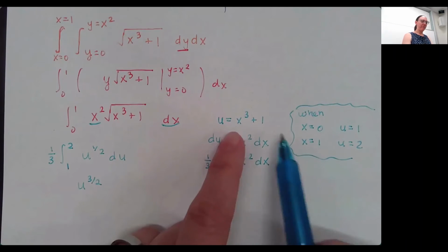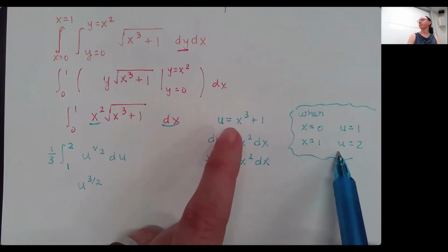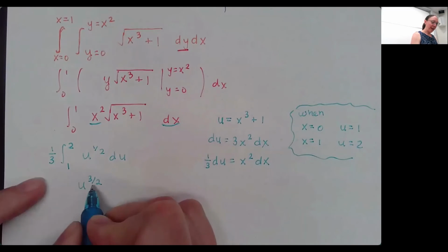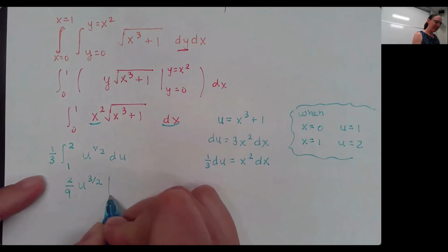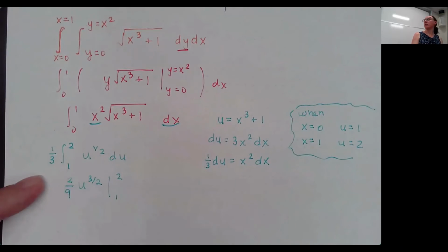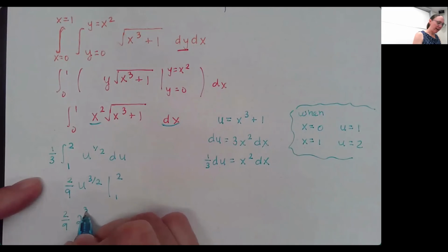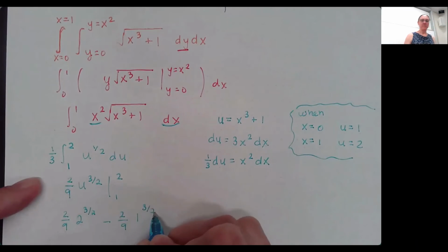So when I plug in 1 for x, I'm going to have 1 cubed plus 1. So I'll have u to the 3/2. I'm dividing by 3/2 or multiplying by 2/3, which means I think I'm going to have a 2/9. And now I'm going from 1 to 2. So I've got 2/9 of 2 to the 3/2 minus 2/9 of 1 to the 3/2.